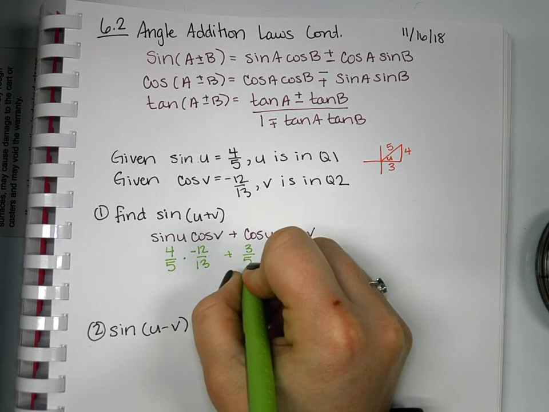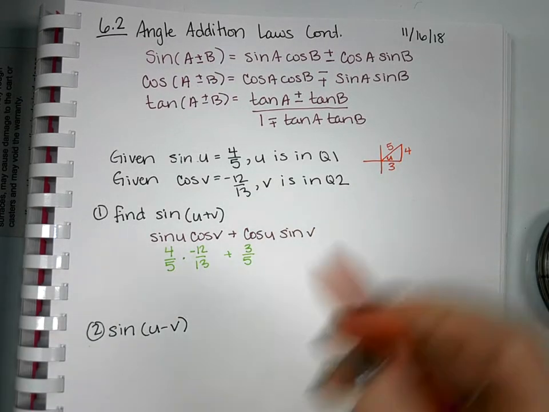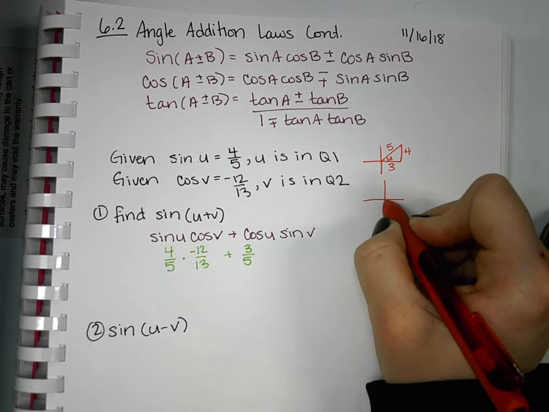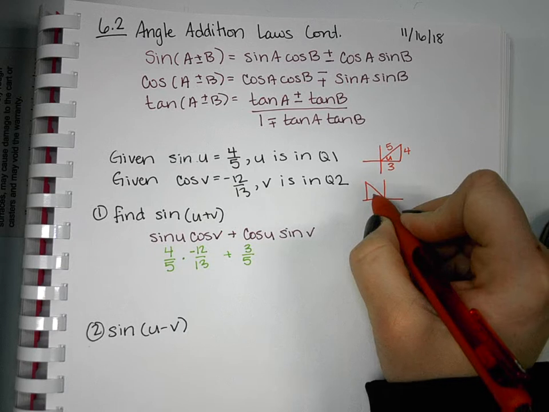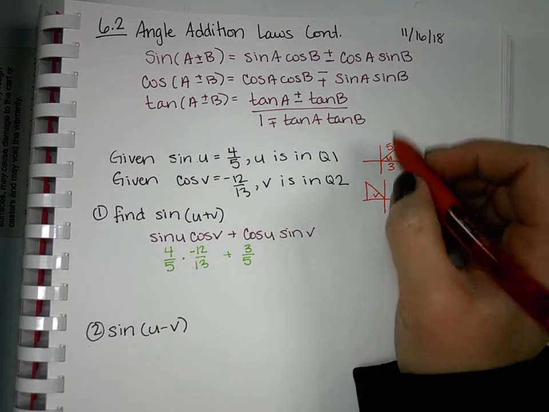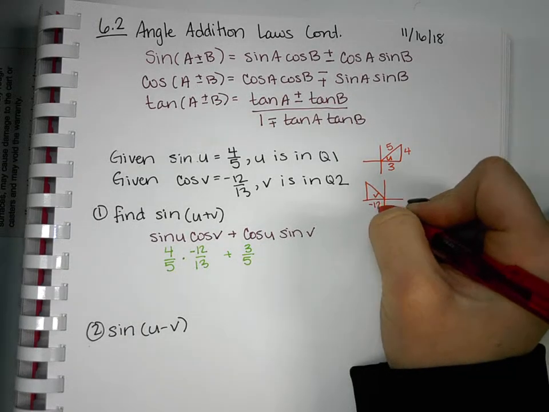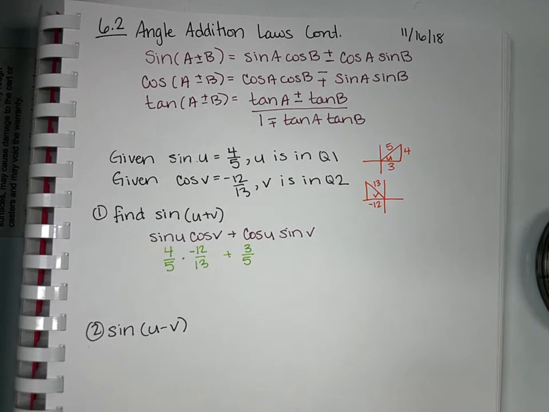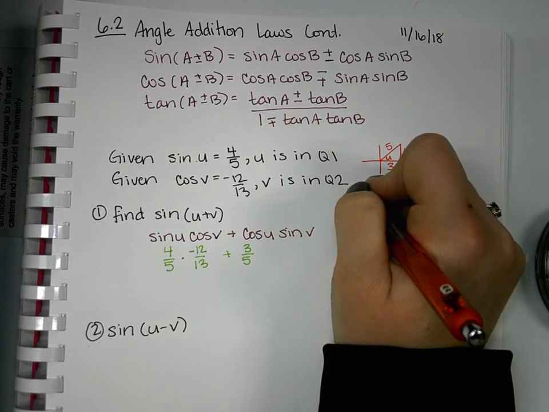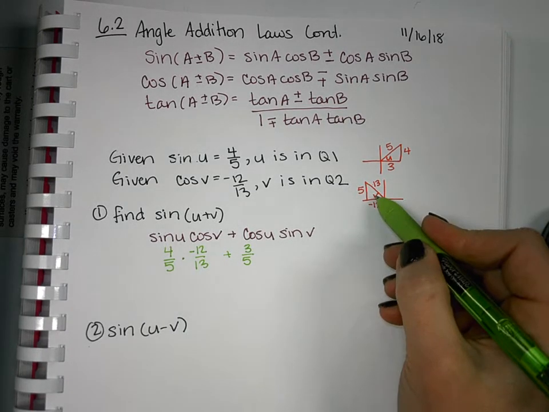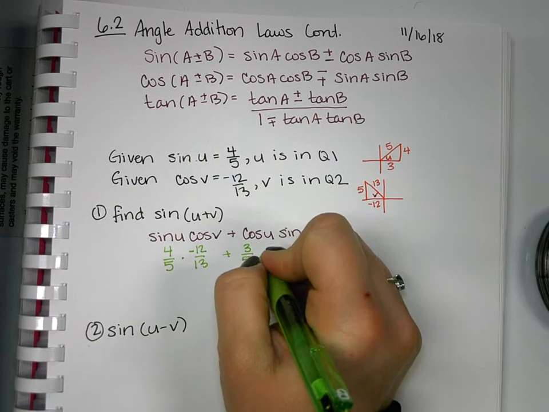For V, I know that's in quadrant 2, so I'm going to draw it in quadrant 2. There's angle V. My cosine is negative 12 over 13. So again, Pythagorean theorem, and we get that this is 5. Using that, we now know that the sine of V is 5 over 13.